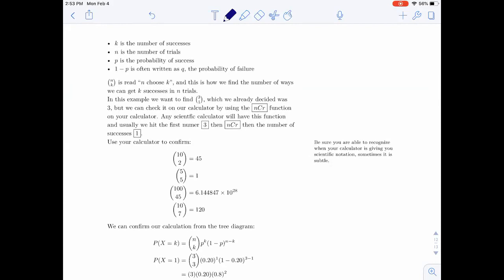In 5 trials, how many ways can we choose 5 successes? If you think about it, that would be following the outline. There's only one way for that to happen, right? So it makes sense that 5 choose 5 is 1.